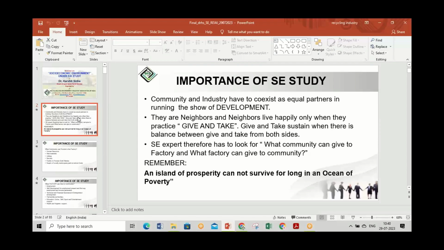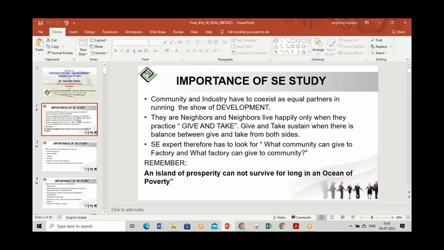And that same thing has to happen in case of industry. Industry's neighbor is community. Community can give to industry and industry can give to the community. And that is what we have to see in our impact assessment, that we are addressing this aspect of give and take seriously, sincerely, and we are proposing EMPs accordingly. So socio-economic aspect therefore has to look for what community can give to the factory and what factory can give to the community. I want to tell you one thing which you must remember always.